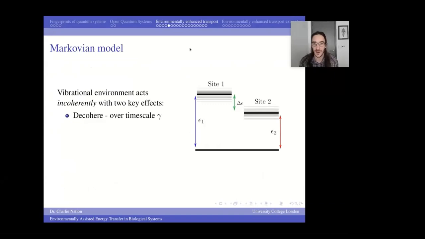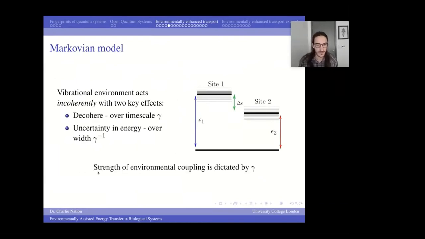So the fully Markovian model describes the vibrational environment as simply some decoherence or dephasing on these sites. Effectively, it describes some uncertainty in the energy of the site that acts over time. So there's what's sometimes called dynamical disorder on the site energies. And this is completely dictated by the strength of environmental coupling, or this decay rate gamma.